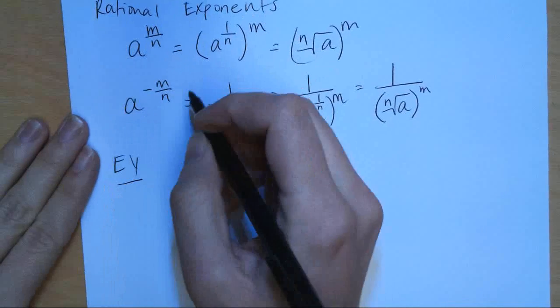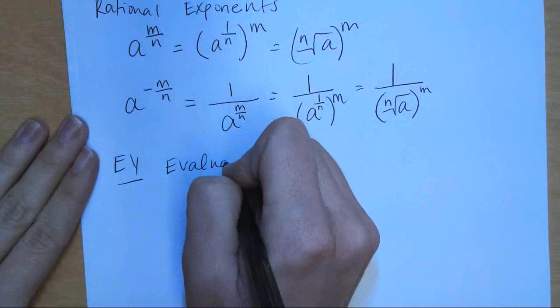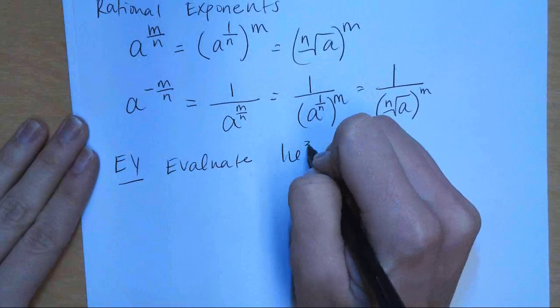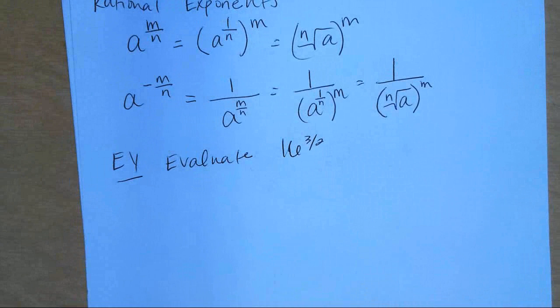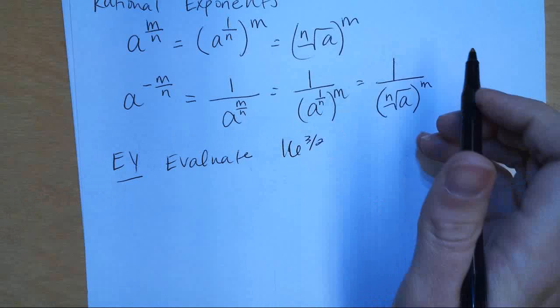For example, if we want to evaluate 16 to the 3 halves, does anyone just know what this is off the top of their head? 16 to the 3 halves. Probably not, and that's okay. I probably wouldn't know it either, unless I'd just done it like I did last period. Other than that, I probably wouldn't know. Alright, but we can break this down.